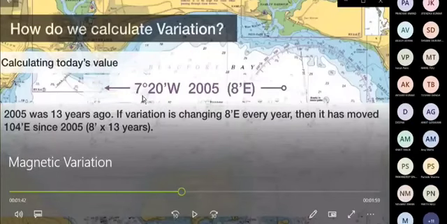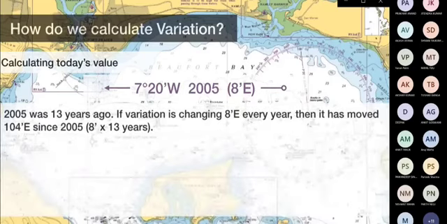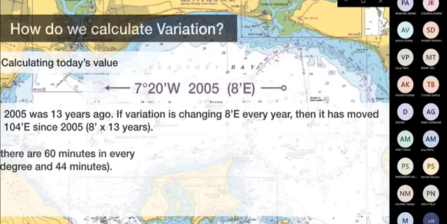So we got a variation of 7 degrees 20 minutes in 2005, and every year it is changing by 8 minutes east. Now we have to find out what the variation will be in 2018. And it has an annual movement of 8 minutes east. From this, we can work out that variation has changed by 104 minutes since 2005, i.e. 8 minutes times 13 years, which equals 104 minutes.